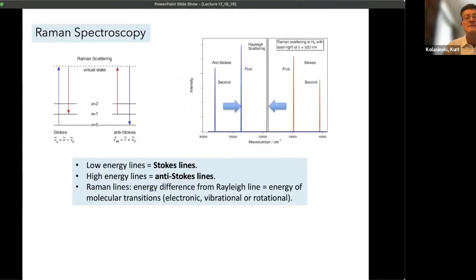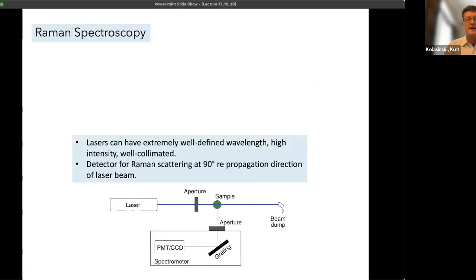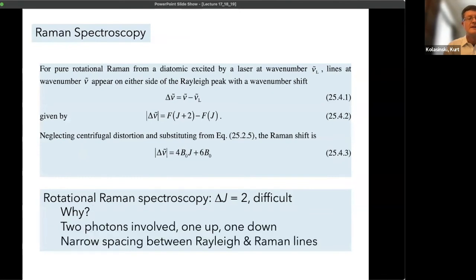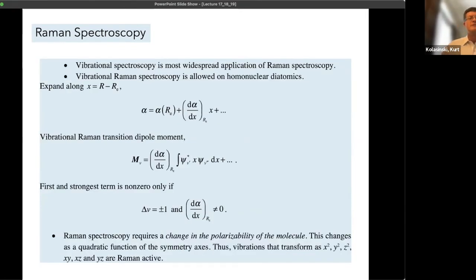Why do you see delta J equals 2 transitions in a Raman event? Here we've got 2 photons. We've got one up, we've got one down. And because of that, again, conservation of angular momentum, we're going to worry about 2 units of angular momentum. Since it's 2 photons, one up, one down, we can change the rotational quantum number by 2 units.